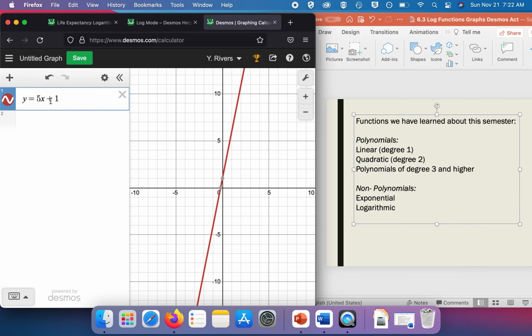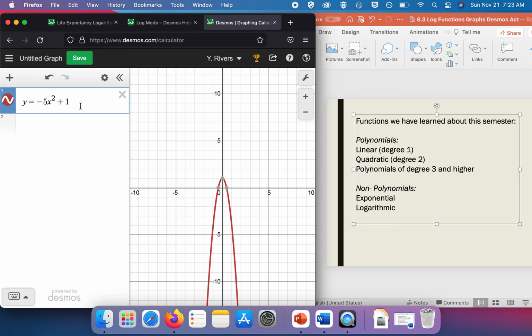We can make it a linear function. That's a degree 1 polynomial. We learned about quadratics, which look something like that, or even like this. We learned about polynomials of degree 3 and higher, something like that. Degree 4, if we like, and so on. And then we just started our foray into exponentials, things that look like this, or like that, or reflected over the x-axis, like so.